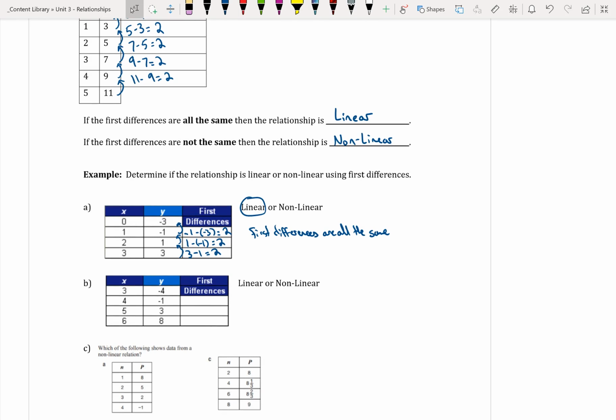In example B, -1 minus -4 equals 3. The next one, 3 minus -1 is 4. And lastly, 8 minus 3 is 5. So we could say that the first differences are not the same. So therefore it is nonlinear.